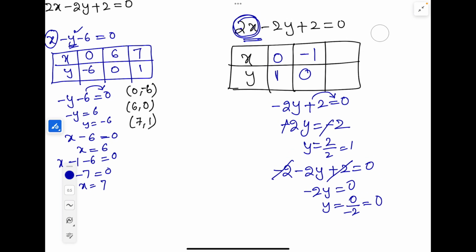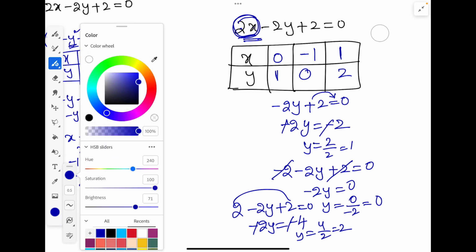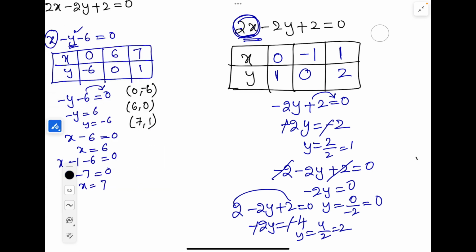Let us take x as positive 1. If we take x as 1, 2 into 1 is 2. Minus 2y plus 2 is equal to 0. 2 plus 2, 4. Okay. So minus 2y plus 4, the 4 will go to that side and become minus 4. y will become 4 by 2, which is 2. Now let us write these points in ordered pairs. So what did we get? 0 comma 1, minus 1 comma 0, 1 comma 2.